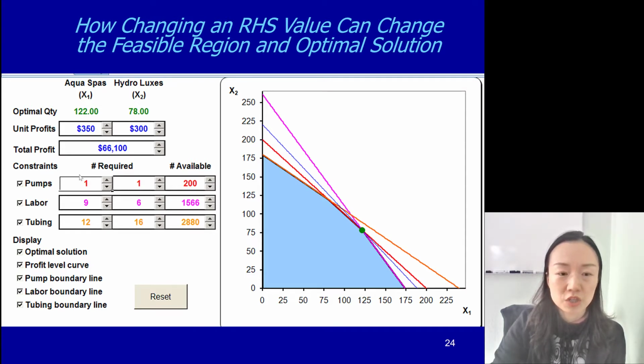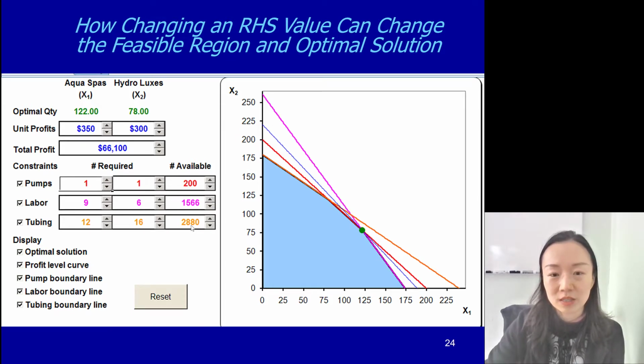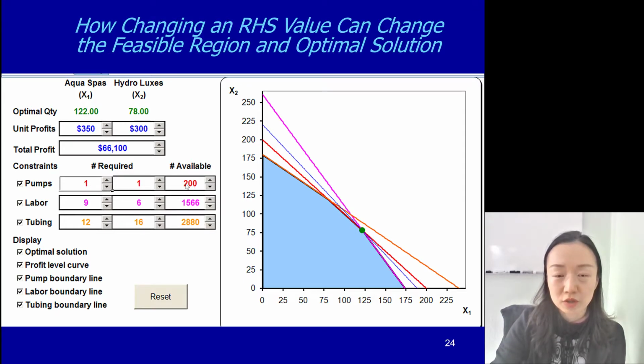So if you change the left-hand side, the coefficients, then the slope of that line will change. And if you change the right-hand side, then the intercept on this vertical axis will change. So regardless of which part of a constraint you change, the feasible region will change for sure. But whether the optimal solution will change, that depends.